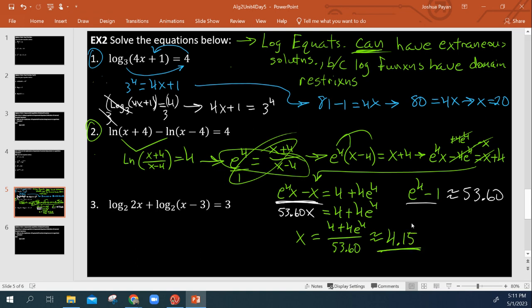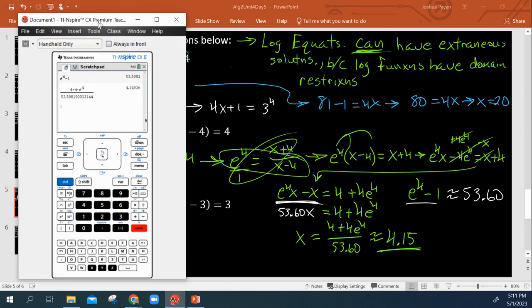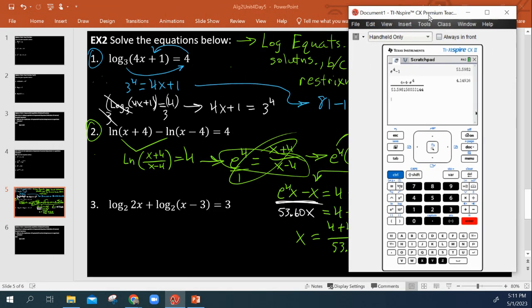And if I go ahead and plug this back in, just to make sure that it works, I'm going to say natural log of x, go ahead and copy that, plus 4, minus natural log of x minus 4.